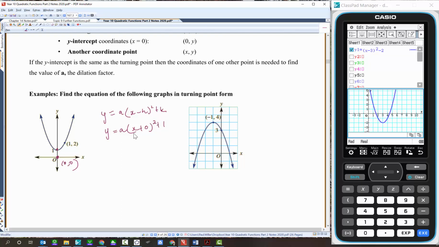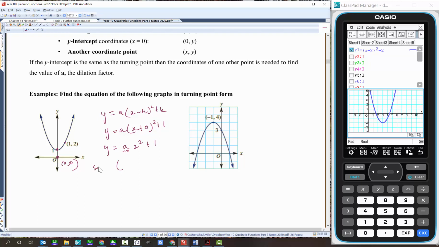That's what we've got so far. Now, I don't really need to write this plus 0 in there, but I've done it to make a point. But this is going to be a x squared plus 1. Okay, so x plus 0 is just x, and then we're going to square it. All right, so now to get this a value, which will give us the dilation and reflection if it is there, we're going to sub in another point, and it just so happens that they give us another one here. It's 1, 2.